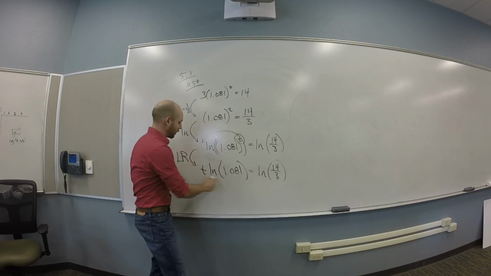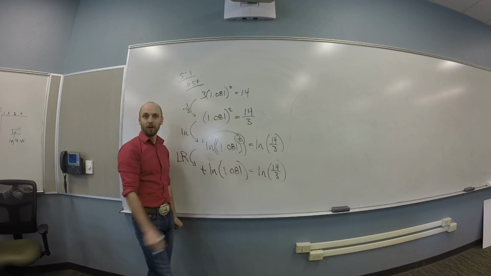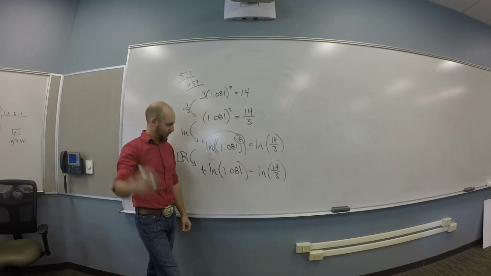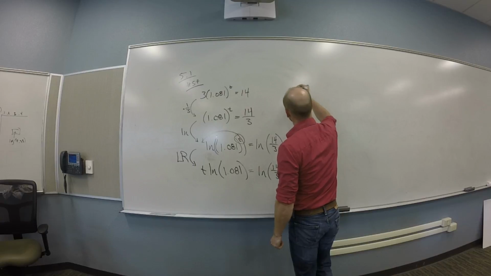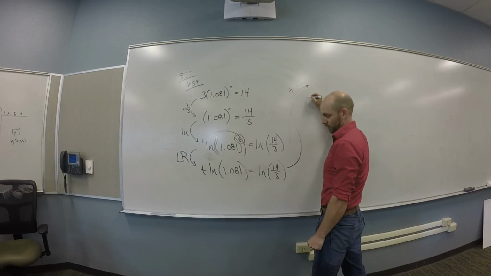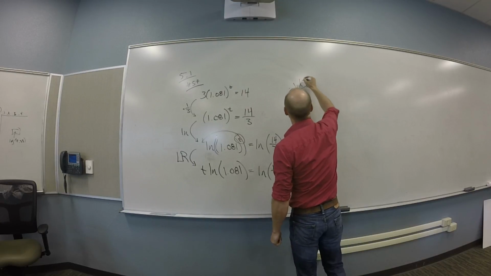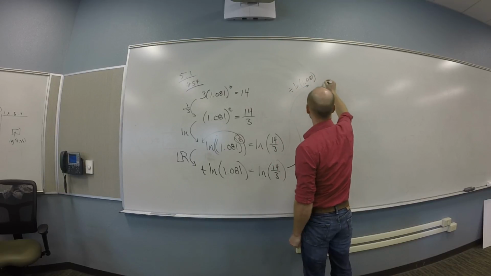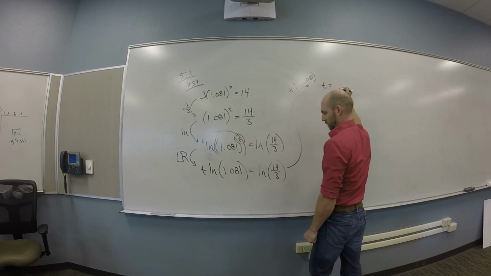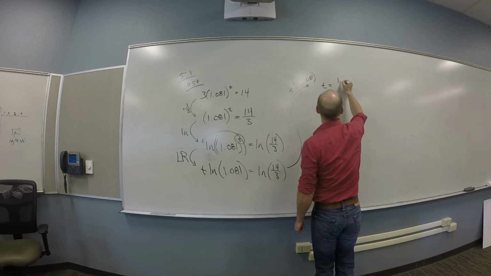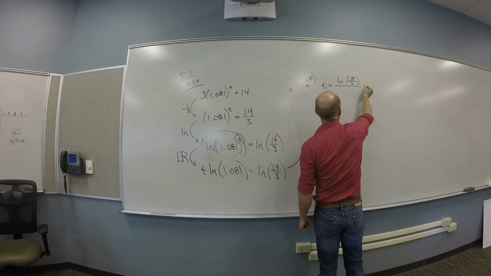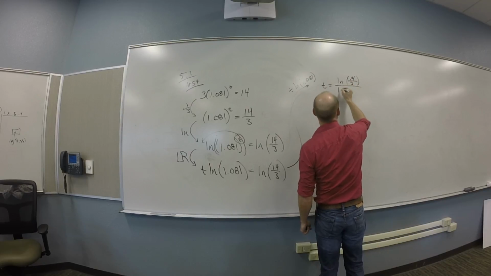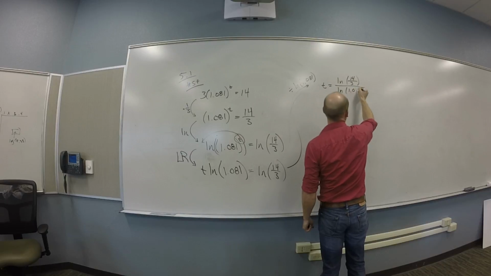So when you have a number times a variable equals another number, how do you solve? Divide by the number that's attached to your variable, right? So we're going to divide both sides by what? The natural log of 1.081. And so we're going to get t is the natural log of 14 over 3 divided by the natural log of 1.081. Perfect.